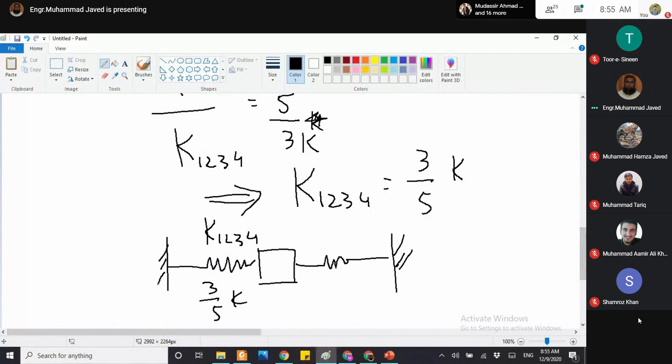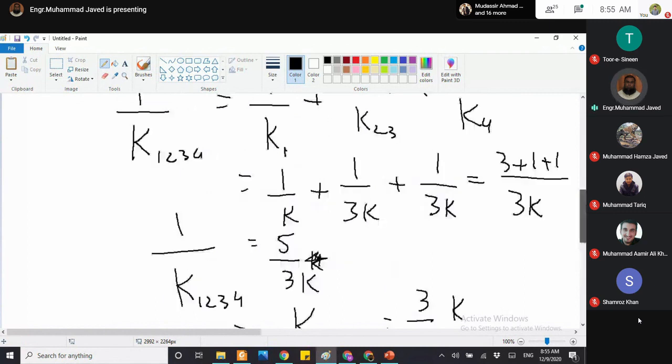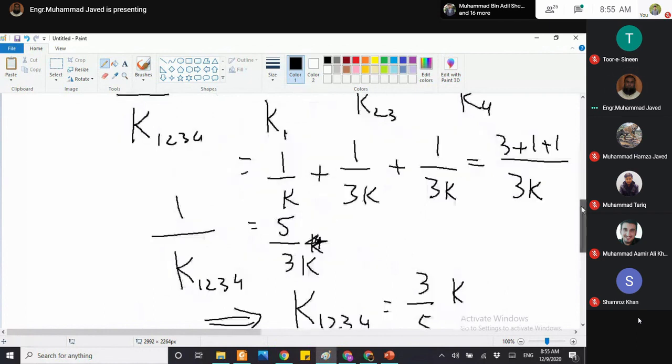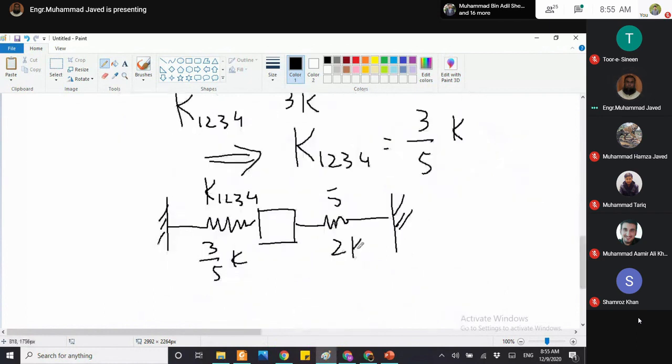और हमारे पास एक दूसरा स्प्रिंग है वो ये 5 रह गया 2K. Now if you apply a force here, ये जरा सोच के जवाब दें, ये फोर्स इन दोनों स्प्रिंग में डिस्ट्रीब्यूट होगी या डिस्ट्रीब्यूट नहीं होगी?